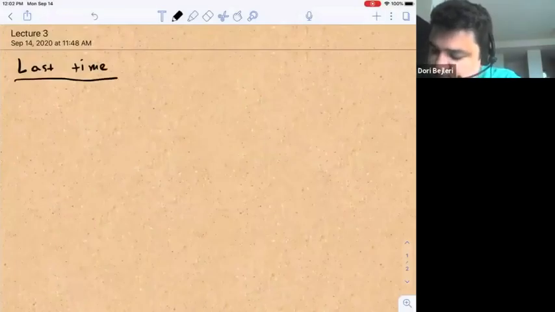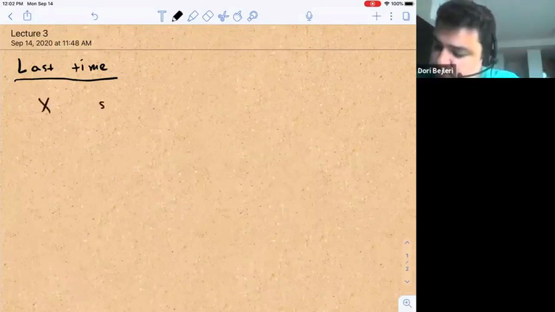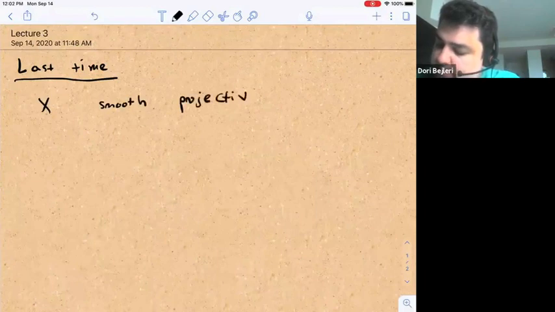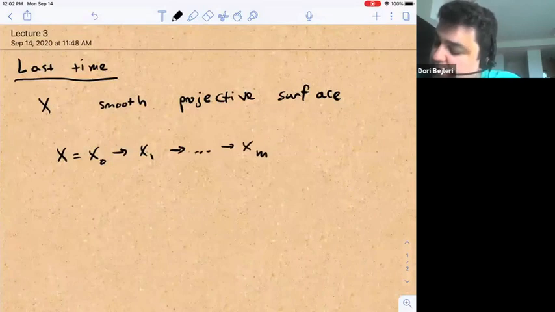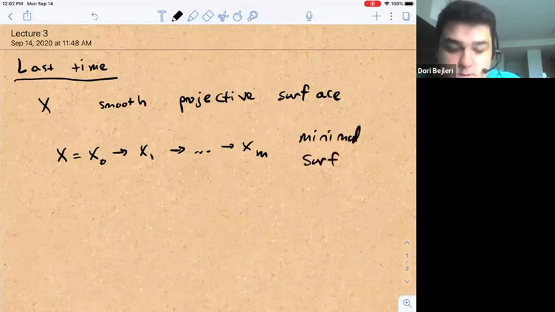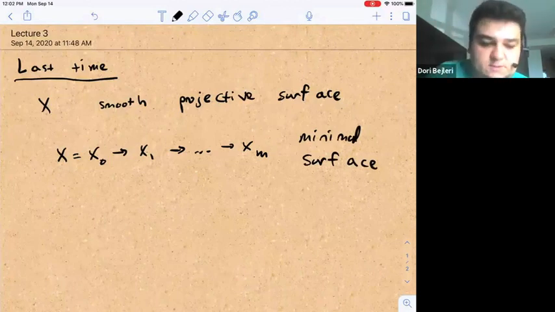So last time we proved Castelnuovo's theorem, and the upshot of that was that if X is a smooth projective surface, then we know that there exists a sequence of blowdown morphisms down to some smooth projective X_M, which is a minimal surface, so it has no -1 curves. And now our goal from here is to classify the possibilities for this minimal surface.